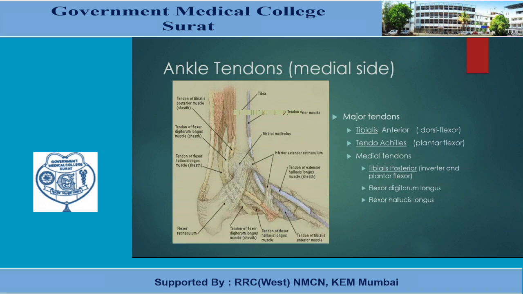Ankle tendons, medial side. There is the lateral side. On the medial side there is the tibialis anterior, tendo Achilles and medial tendons: tibialis posterior, flexor digitorum longus and flexor hallucis longus. Now the dorsiflexion is done by the tibialis anterior, tendo Achilles does plantar flexion and tibialis posterior is an inverter and plantar flexor.